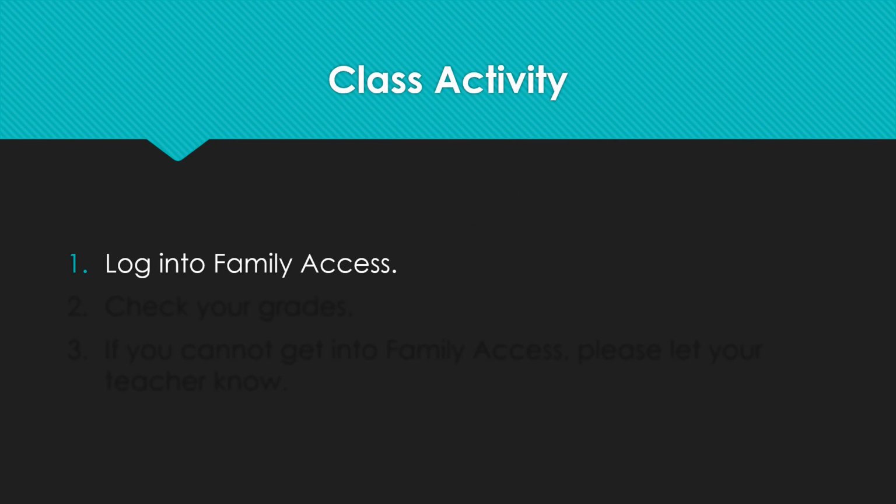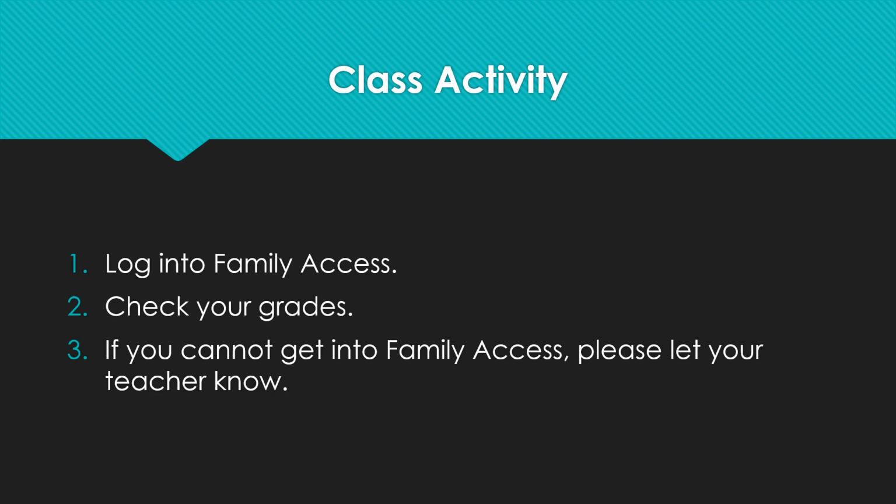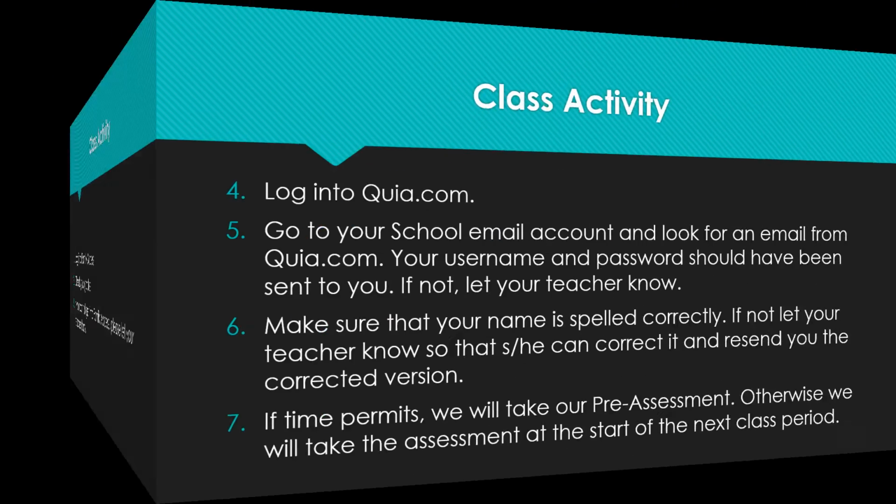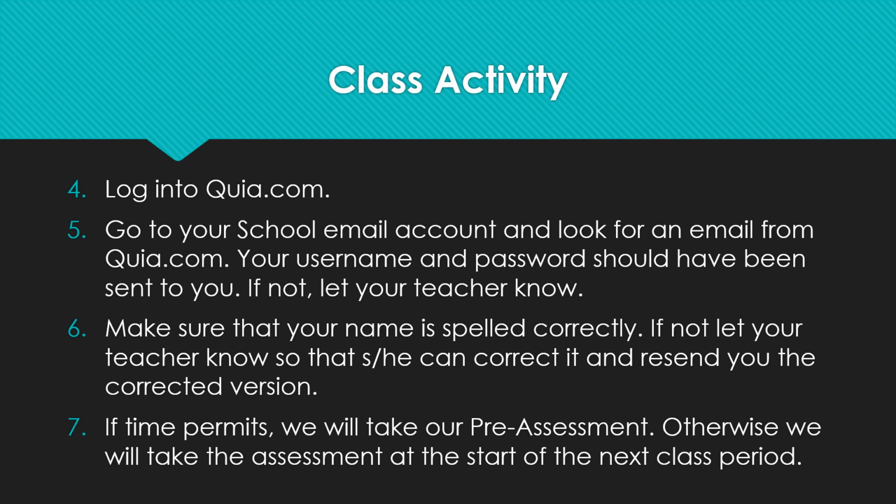Class activity. Log into Family Access. Check your grades. If you cannot get into Family Access, please let your teacher know. Log into kia.com. Go to your school email account and look for an email from kia.com. Your username and password should have been sent to you. If not, please let your teacher know. Make sure that your name is spelled correctly. If not, let your teacher know so that she or he can correct it and resend you a corrected version.